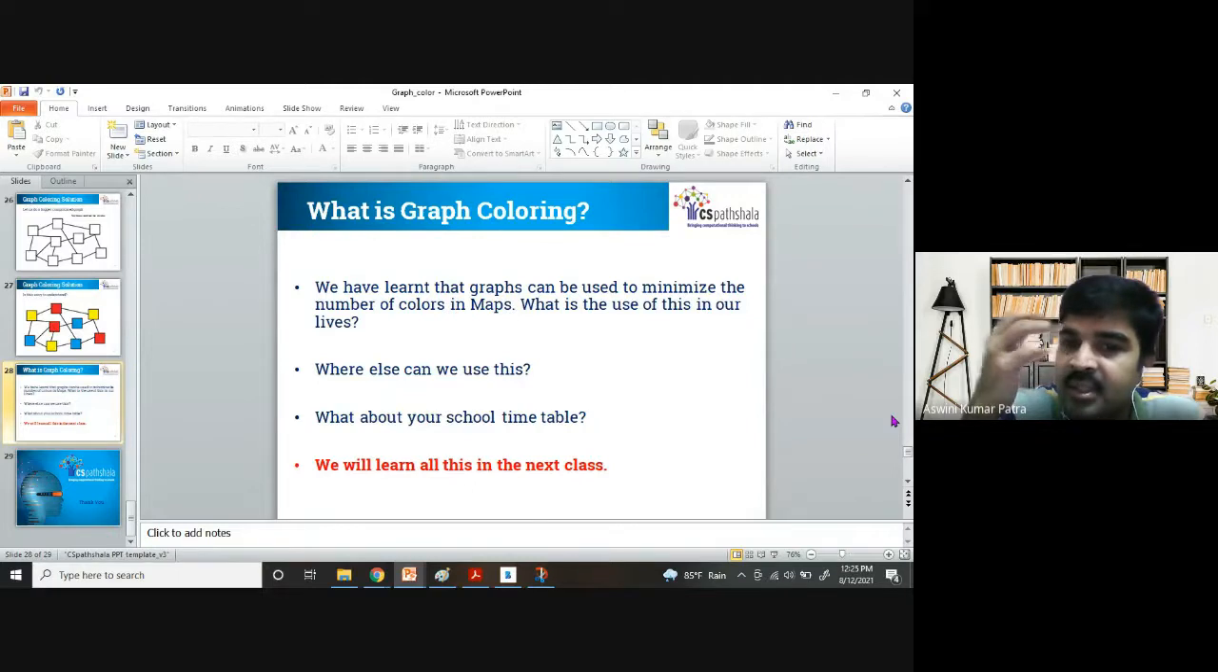And we learn all this in the next class. It is saying, but I didn't find the school timetable explanation in CS Pathshala. But you can come up with this as an exercise: how the timetable could be related to graph coloring.